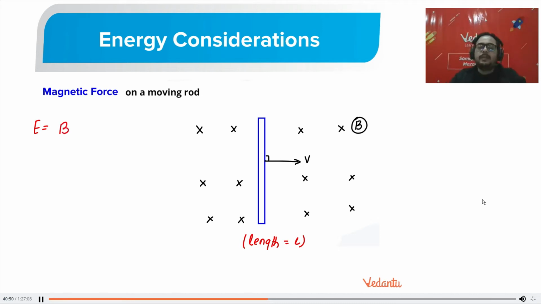Chalo. So very good. The answer is BVL because all three are mutually perpendicular. Okay.